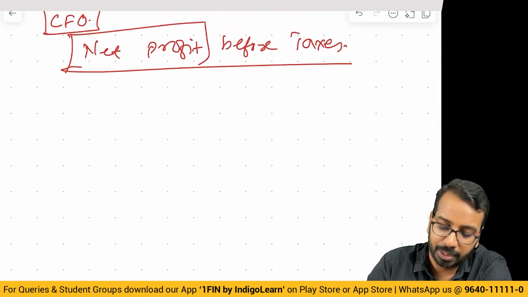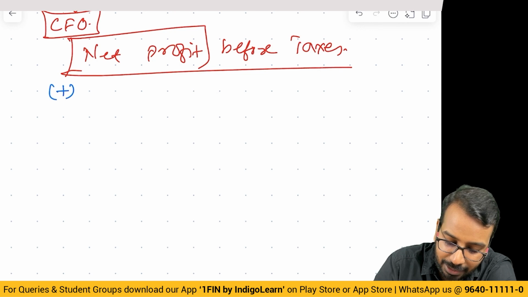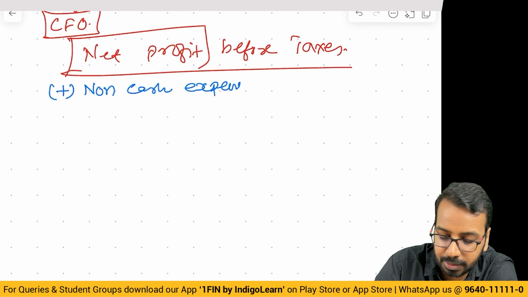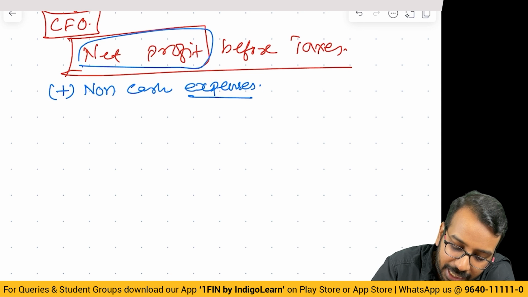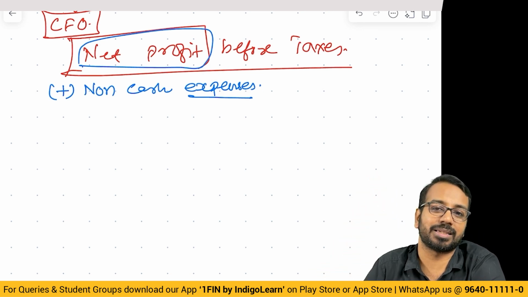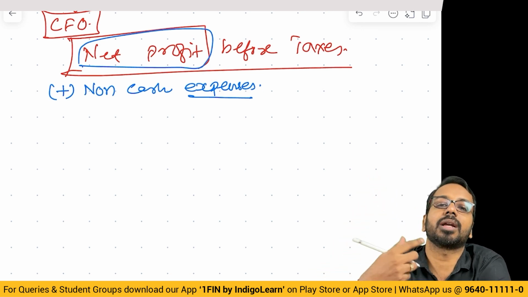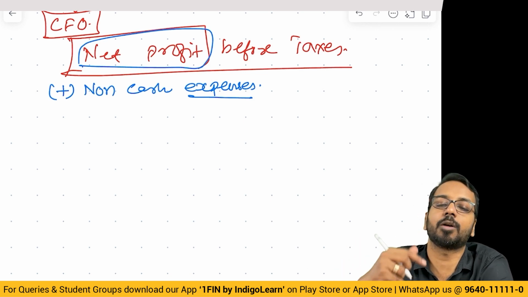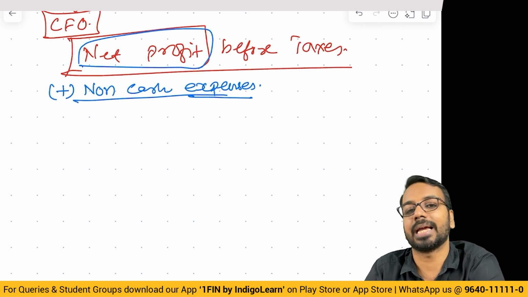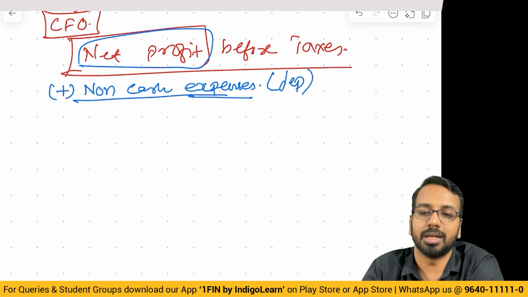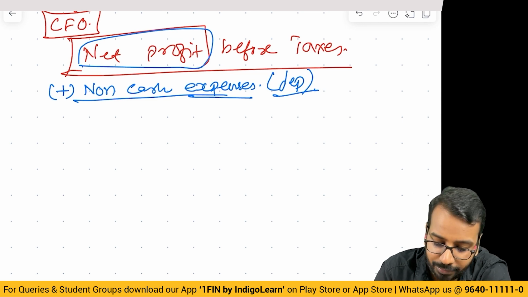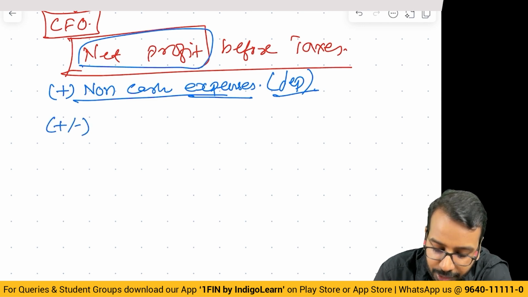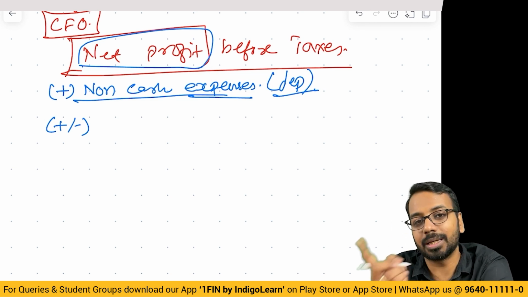So what do I do? From the net profit, I will add non-cash expenses. So why do I add non-cash expenses? Please understand, for arriving at this net profit, I deducted those expenses. Now, those expenses are not cash in nature. I have not paid cash. So I will add non-cash expenses like depreciation. The other logic is that depreciation is not even a cash flow. So, gone. Okay. Then what I will do is I will add or reduce items belonging to other categories.